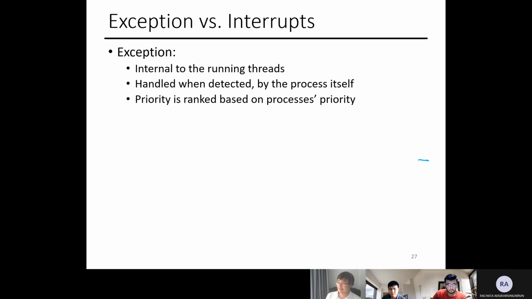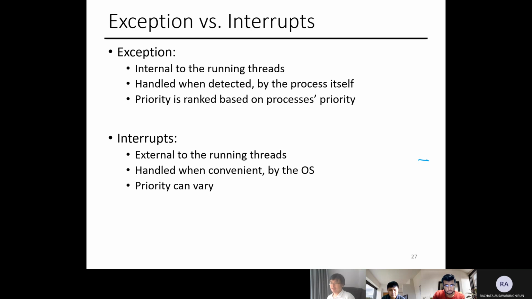An exception is internal to the program. It happens because of the program, and it's handled by the process itself when it detects this. You run a program, it runs into an exception, and it yells, hey, exception, could you handle this? The priority is based on the process priority, right? So exceptions are handled depending on how important the program is. If it's a printing job, the OS might choose to handle that way later. Like, okay, fine, if you print it later, that's fine.